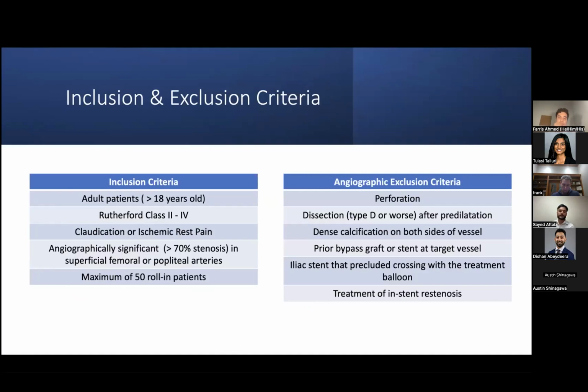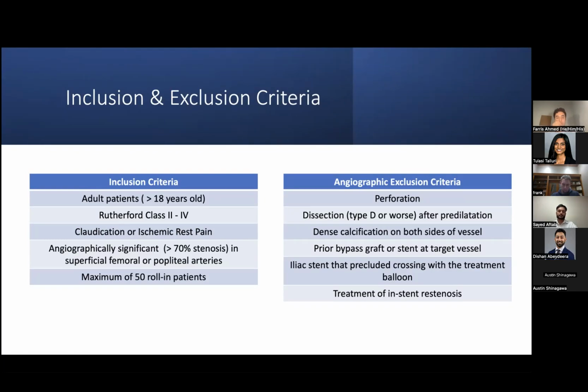So now going into the study itself, I'm just going to be reviewing the inclusion and exclusion criteria. So the majority of patients were adult patients greater than 18 years old, specifically in the Rutherford class 2 to 4, as Farris was talking about previously. They all presented with claudication or ischemic rest pain. And the inclusion criteria was specific for angiographically significant stenosis of greater than 70% within those specific arteries.